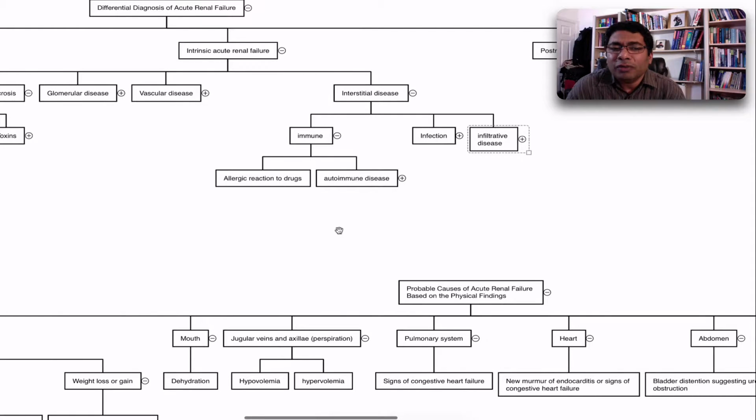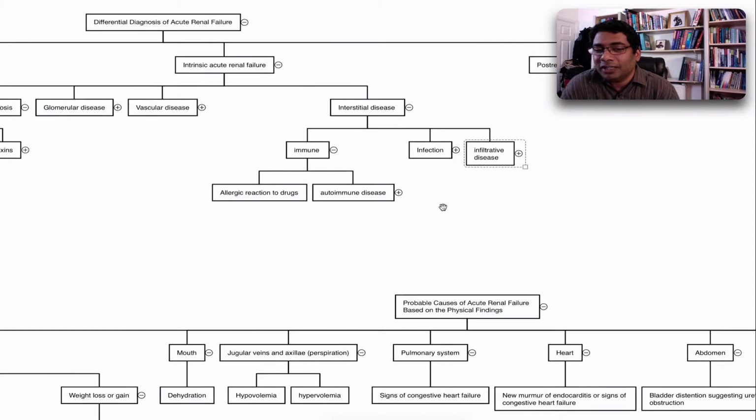But often the common one is usually drug-induced interstitial nephritis. That is usually what is discussed most commonly.